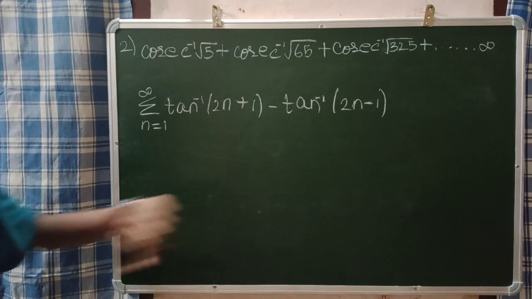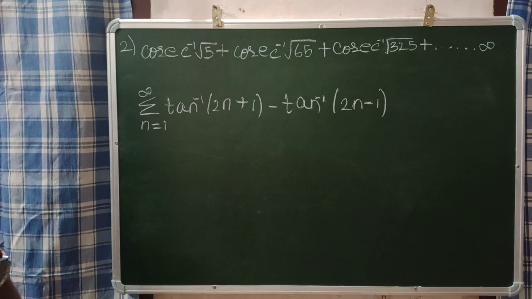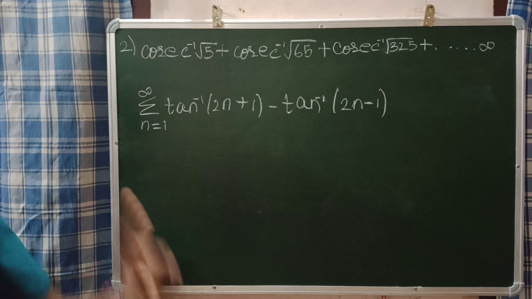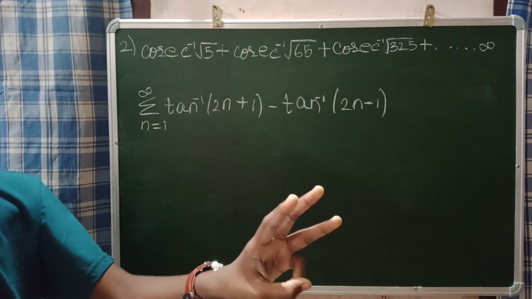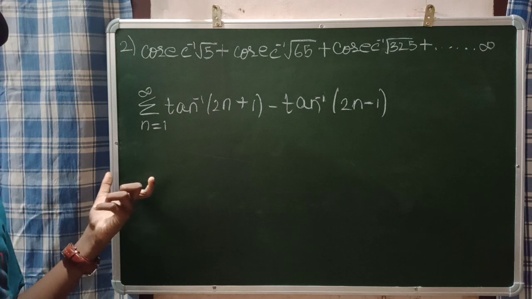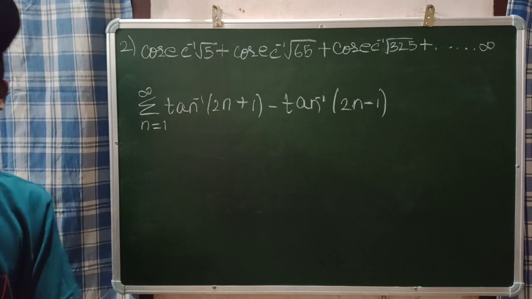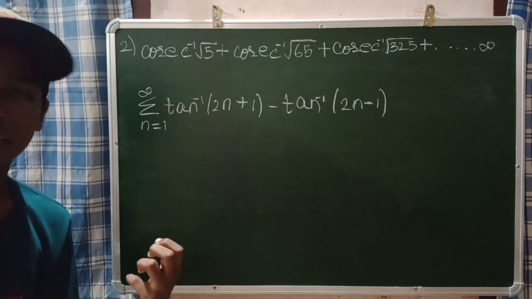Now what will I do now? Guys, very simple. Just expand this and find out the value. How would you expand this? First put 1 in place of n, next put 2 in place of n, next put 3 in place of n, and all the way up to infinity. Just by doing like that, you will be getting the value for this.